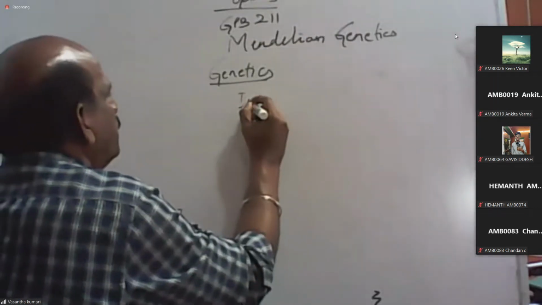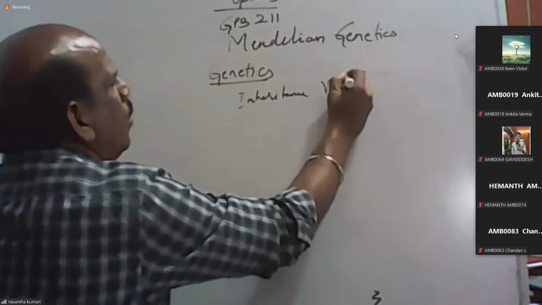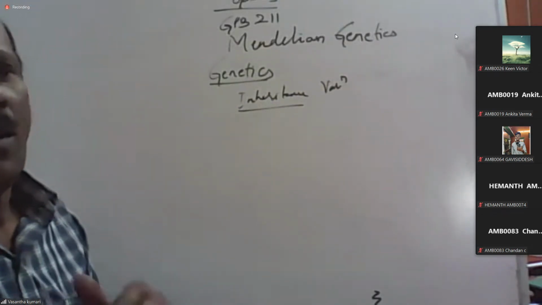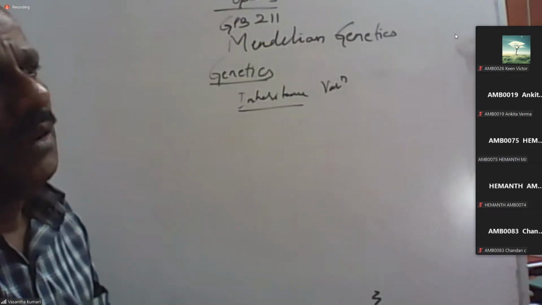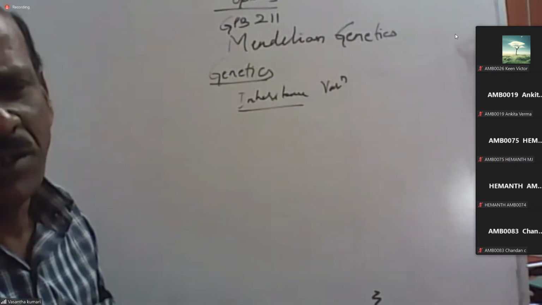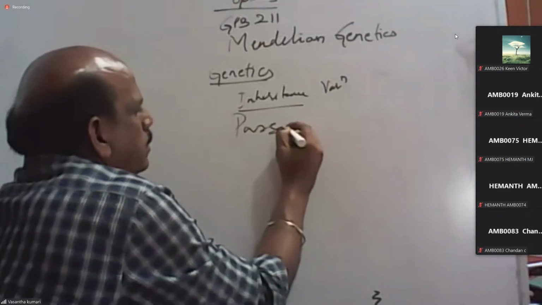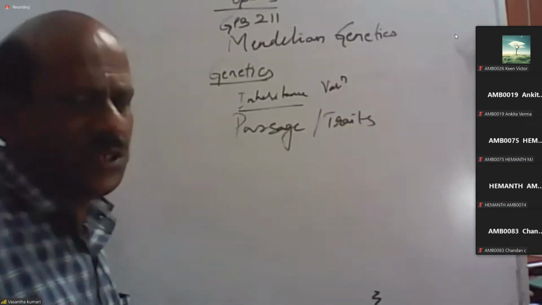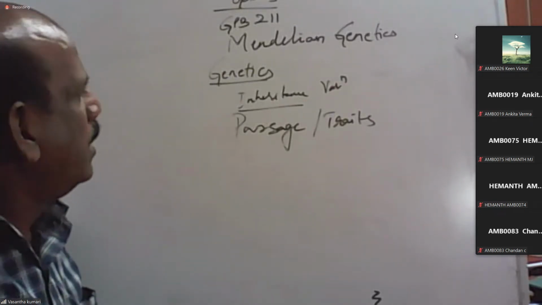Inheritance and variation. What is inheritance? Transfer of traits from parental to progeny, sir. Okay, so it's basically transmission of traits, passage of traits from one generation to the other. It's basically passage of characters or traits from one generation to the other, or from parents to the progeny. That is inheritance. Now, what is variation?